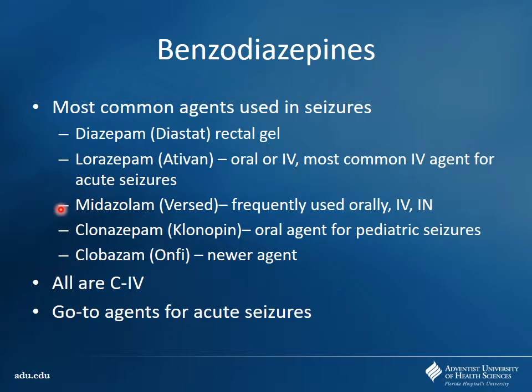And if you remember, these basically work by helping GABA to more readily bind to those channels to allow more chloride to flow in and cause cessation of those seizures. So there's just a couple smattering of different ones you may see being used. Diazepam is most commonly seen being used as a rectal gel.